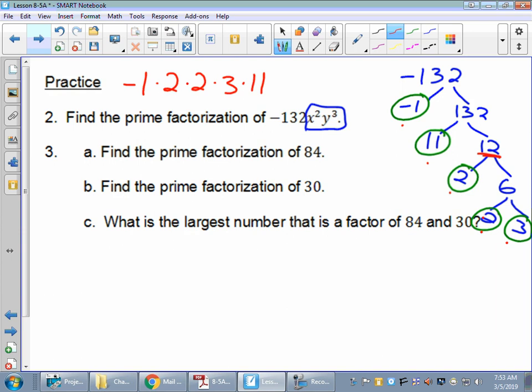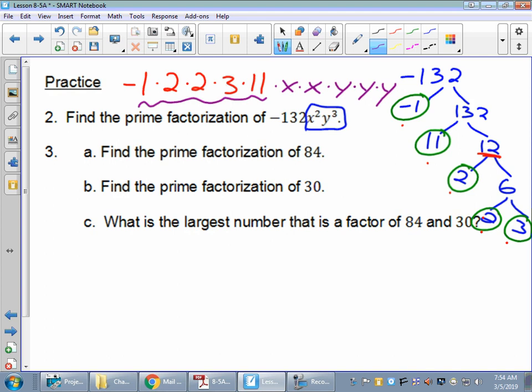Then we have to deal with the variables now. And it's okay, we can deal with those. We just have to write those out. And we know how to do that. x squared becomes x times x, right? And then y squared would be y times y. So we made a factor tree for the number and got all our prime factorization right here. And then because it was a monomial, we actually wrote out the variables x, x and y, y.